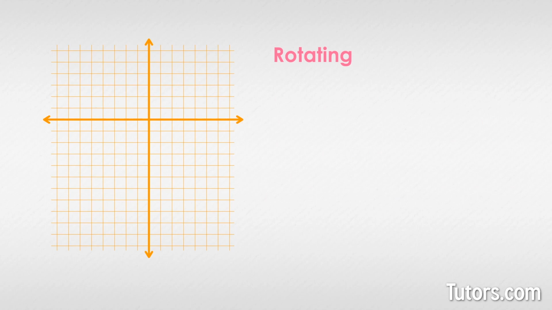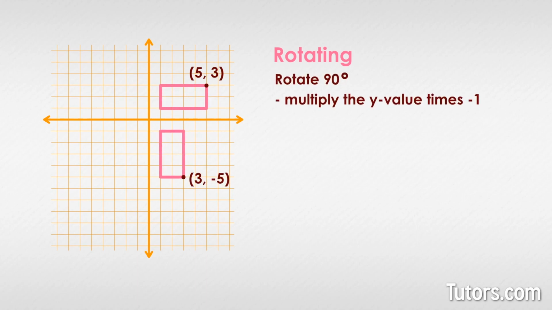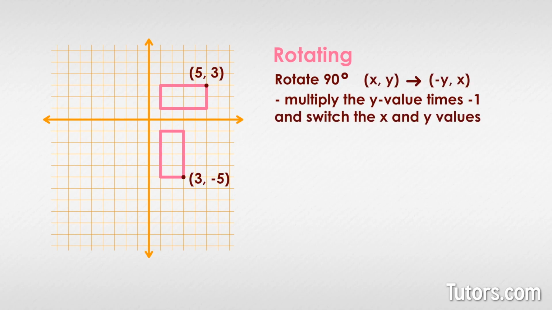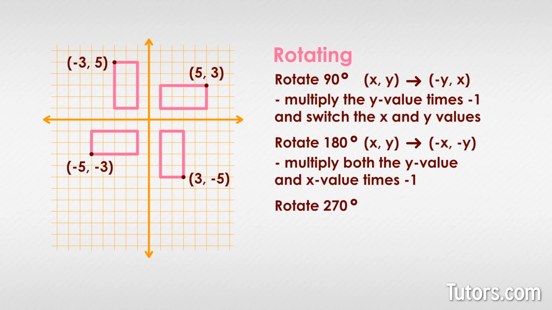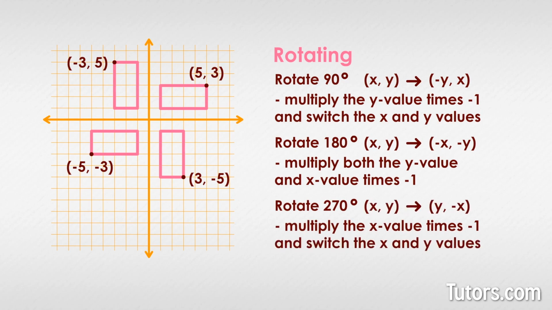Rotation using the coordinate grid is similarly easy using the x-axis and y-axis. To rotate 90 degrees, multiply the y value times -1 and switch the x and y values. To rotate 180 degrees, multiply both the y value and x values times -1. To rotate 270 degrees, multiply the x values times -1 and switch the x and y values.